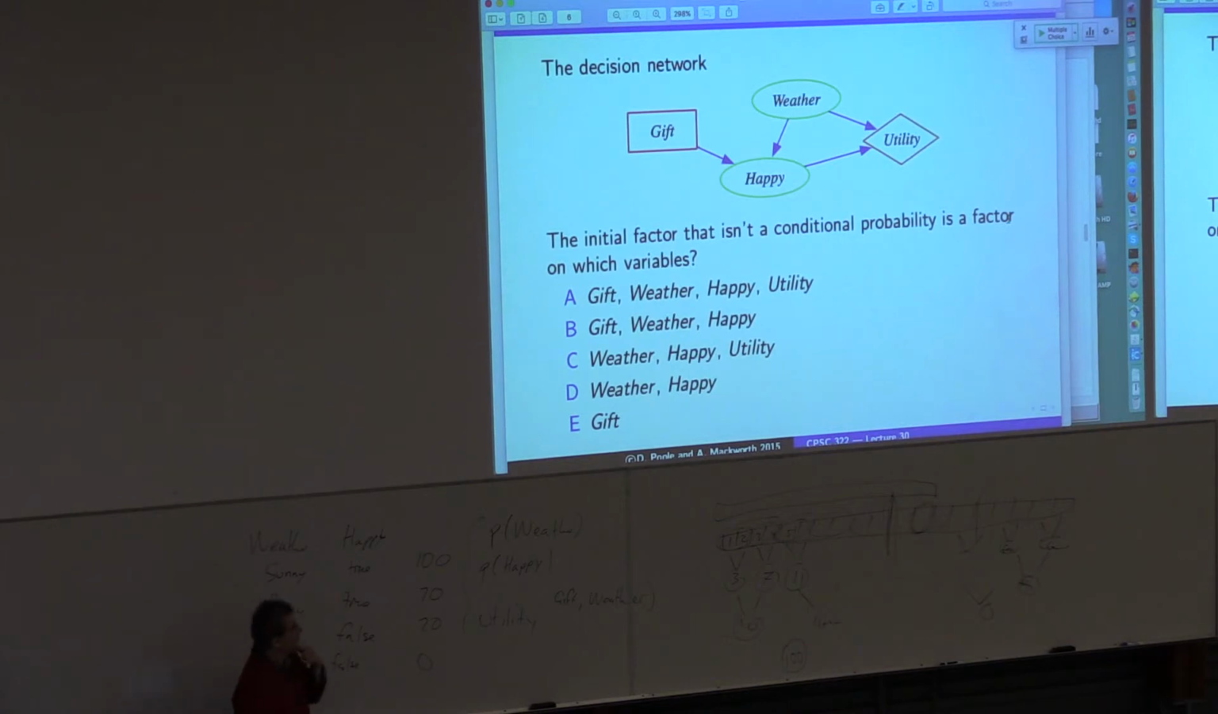You're asking which one is not a conditional? I'm saying which factor is not a conditional probability. So there are three factors. There's this factor that's a conditional probability, there's this factor that's a conditional probability, and this factor, the utility. There's this one. Yeah, you just said both of them are conditional. What? Sorry, there's this probability, there's this one, and there's this one.